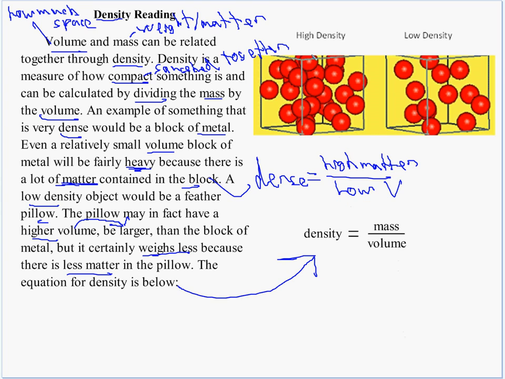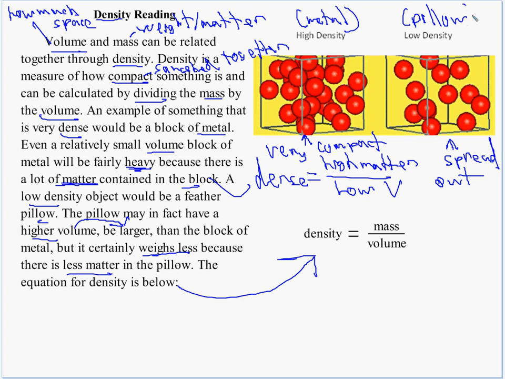Let's look at this picture. This one says high density, so that means it is very compact. It's really squished together. This one says low density, which means it's spread out, which definitely is what I see. This one is squished together, so even a small amount of this would probably be very heavy, whereas this one is not squished together. A small amount of this, or even a large amount of this, might not even be that heavy. So this would be like the metal, and this would be like the pillow.